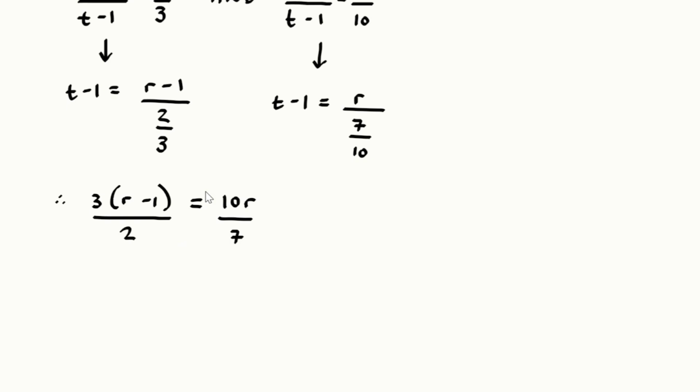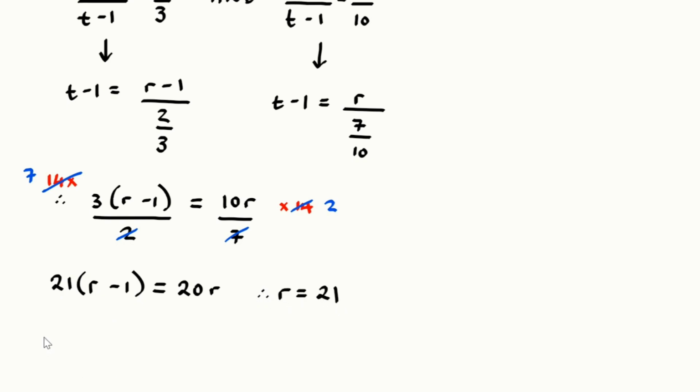So if I solve this, well, if I cross multiply and multiply both sides by 14, then this and this cancel 7 times, and this cancel twice. So I've got 7 times 3, which is 21. So I've got 21 lots of r minus 1 equals 2 times 10, which is 20, and then I've got r. So I've got r equals 21 from here.